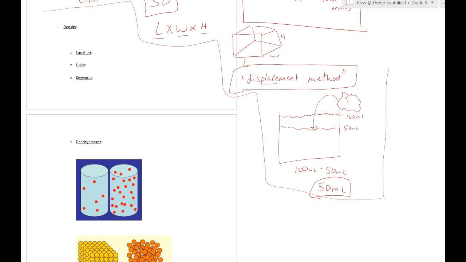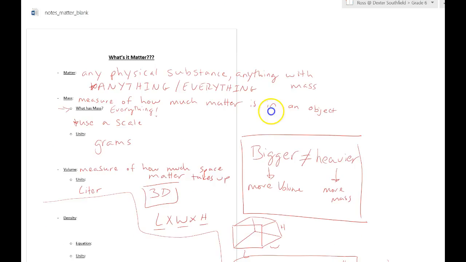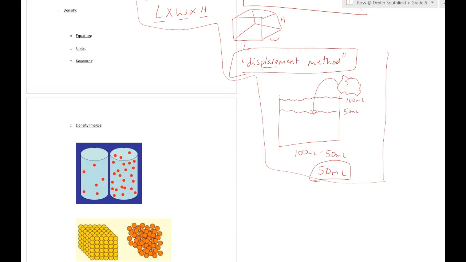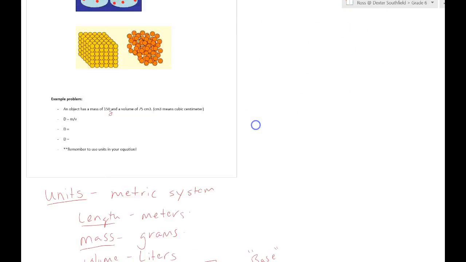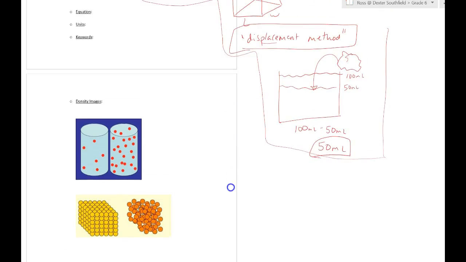This video will follow up on the previous video, which was talking about matter. In that video, we talked about mass and volume, and we also talked a little bit about the methods to calculate volume, such as the displacement method, and we looked into units. In this video, we're going to focus on density.